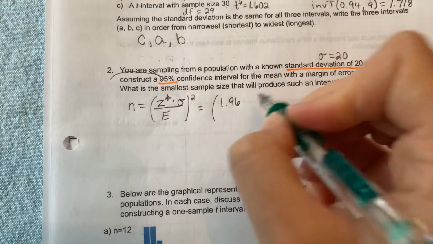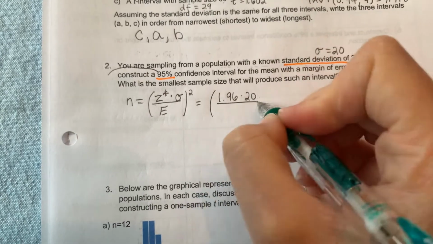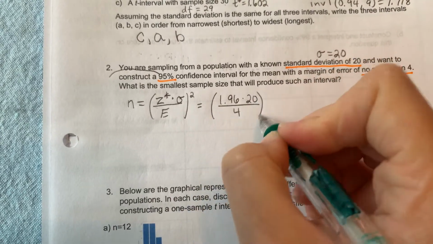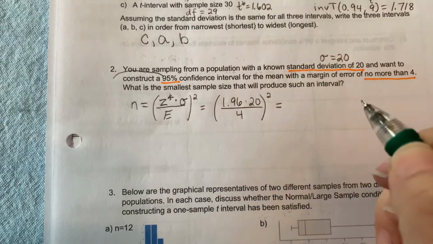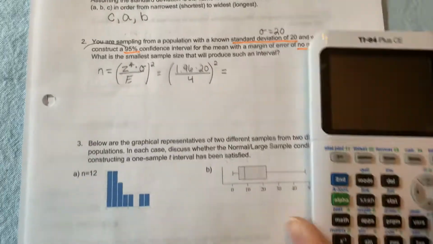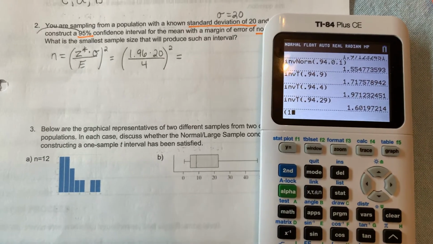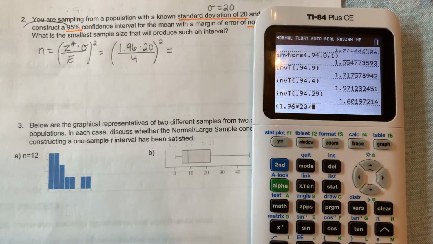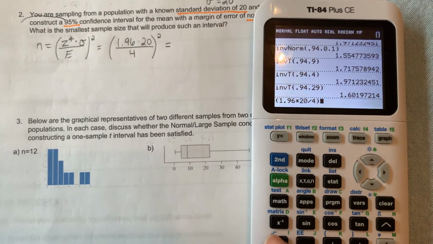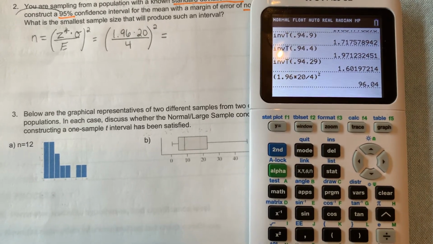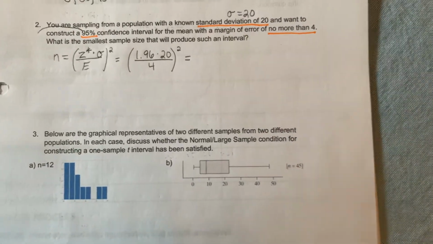1.96 times S, which is 20, divided by E, which is 4, and then we square that. Okay, so I'm going to use parentheses here so I can square everything at once. 1.96 times 20 divided by 4, end parentheses, squared. 96.04. Okay.